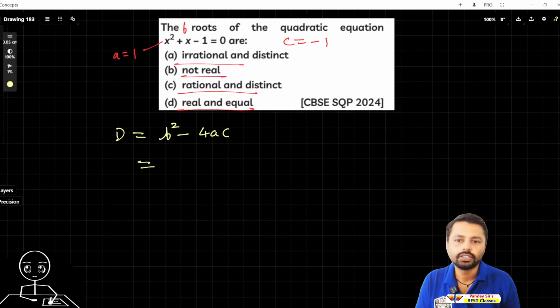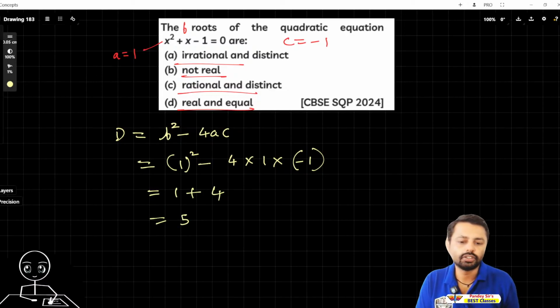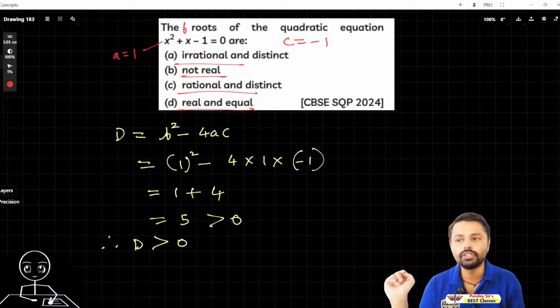So b square, that's 1 square, minus 4 into a, which is 1, into c, which is minus 1. That's 1 plus 4, that's 5. So it is obviously greater than 0. Therefore d is greater than 0. Therefore we have two equal and real roots. If the option is two equal and real roots, it is the correct answer.